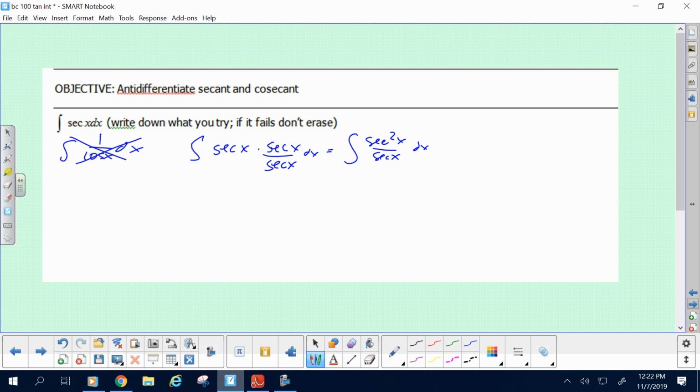Do you have any ideas? What? We do 1 minus tangent squared minus 1? Tangent squared minus 1. Good call, but still then what? Tangent squared of x minus 1, square root of that.